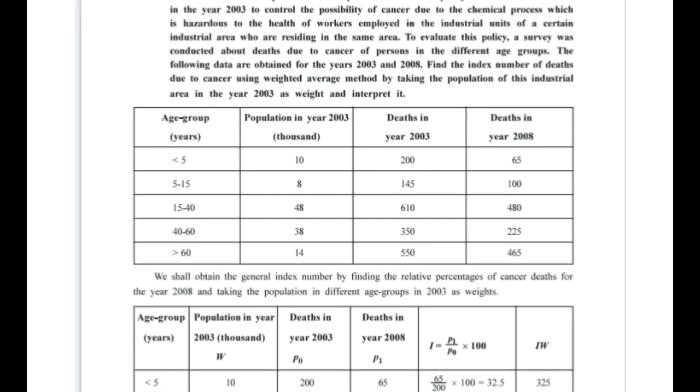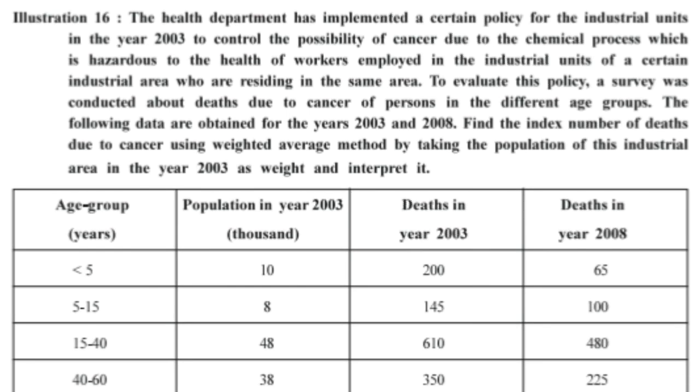Coming to example number 16. The health department has implemented a certain policy for the industrial units in the year 2003 to control the possibility of cancer due to the chemical process which is hazardous to the health of the workers employed in the industrial units of a certain industrial area who are residing in the same area. To evaluate this policy, a survey was conducted about deaths due to cancer of persons in the different age groups. The following data obtained for the years 2003 and 2008, find the index number of deaths due to cancer using the weighted average method by taking the population of the industrial area in the year 2003 as the weight. Means population you have to take as a weight.